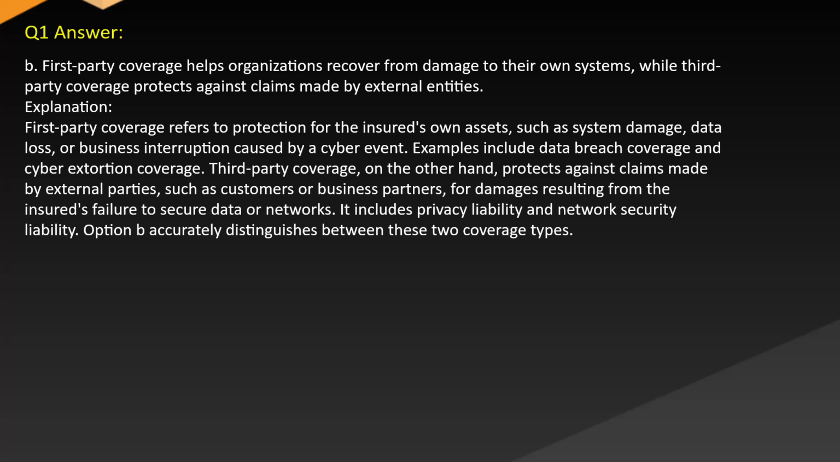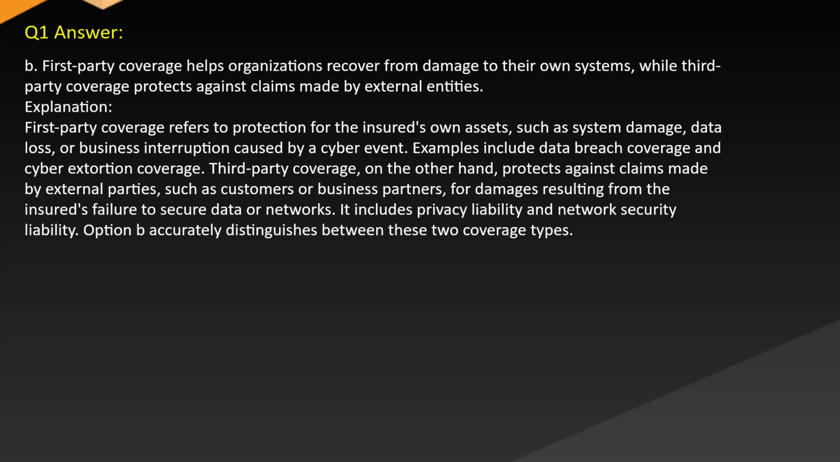Answer: B. First-party coverage helps organizations recover from damage to their own systems, while third-party coverage protects against claims made by external entities. Explanation: First-party coverage refers to protection for the insured's own assets, such as system damage, data loss, or business interruption caused by a cyber event. Examples include data breach coverage and cyber extortion coverage.